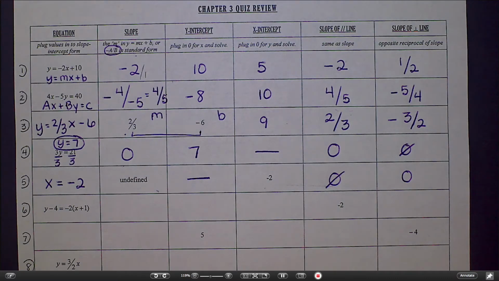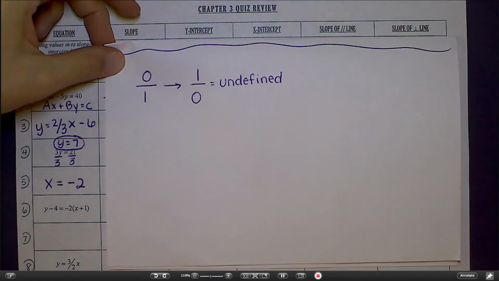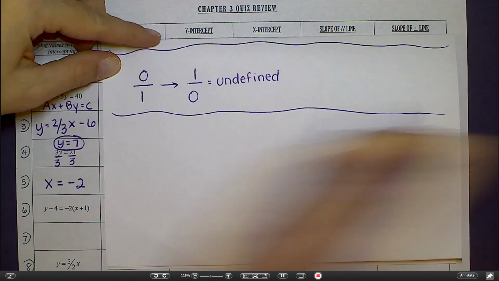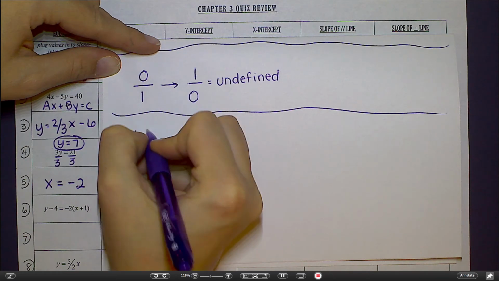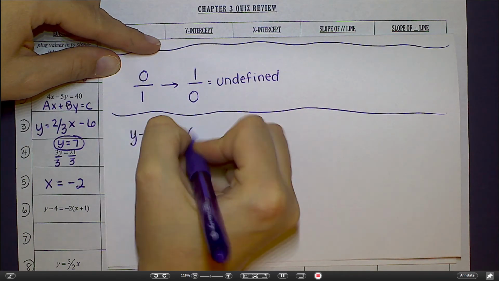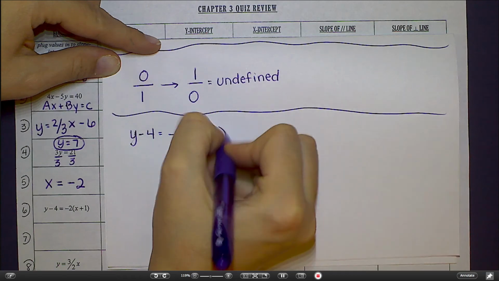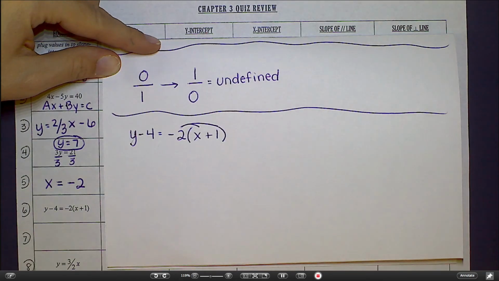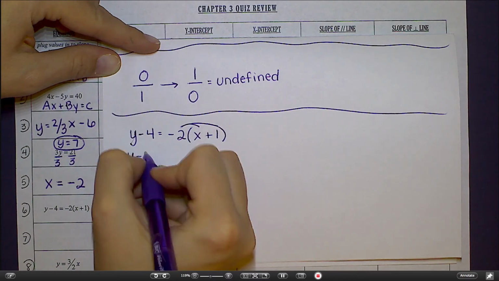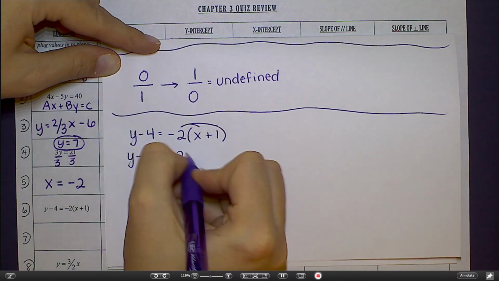Number 6. The problem with number 6 is that right now it's not in any form that we recognize. It's not in slope-intercept form, and it's not in standard form. So we need to get it into one of those forms before we can really go any farther. So I'm going to take this equation and simplify it a little bit. So I have y minus 4 equals -2 times x plus 1. Let's distribute this negative 2. So I would end up with y minus 4 equals negative 2x and then minus 2.